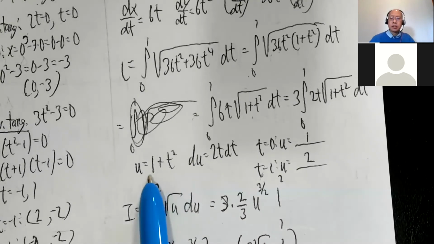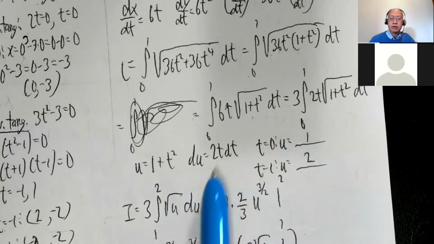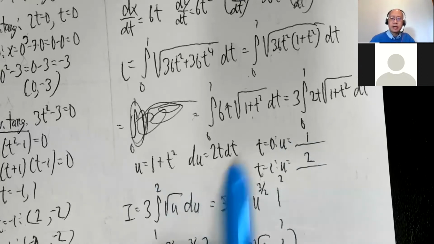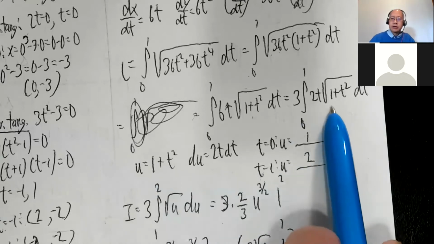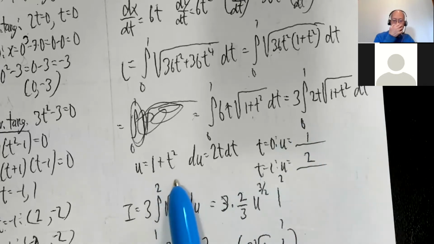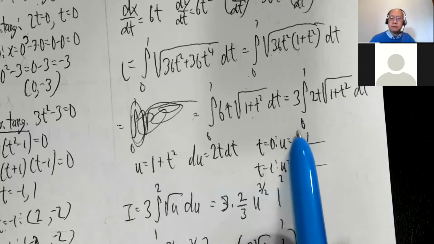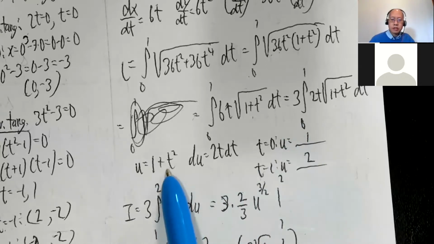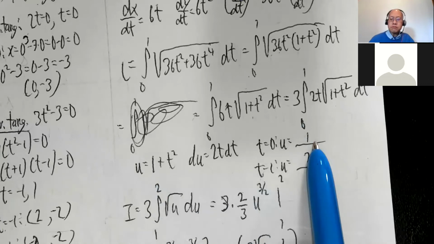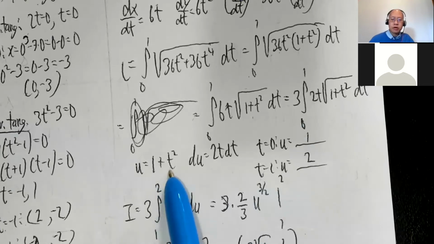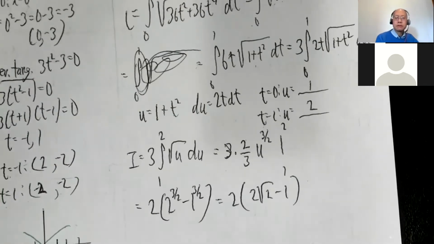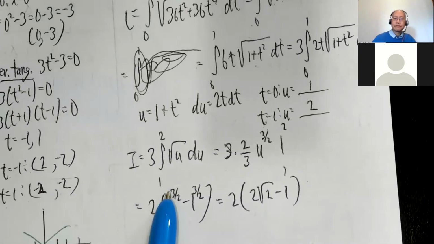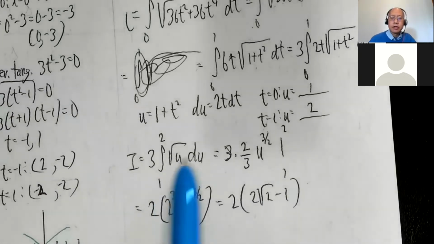All right, u substitution. U equals 1 plus t squared. Du is 2t dt. So there's my 2t dt, which changes to du. There's 1 plus t squared, which changes to u. And I change the limits. When t is 0, plug in 0, u is 1. T is 1, plug in 1, u becomes 2. So my new integral is from 1 to 2, radical u du.